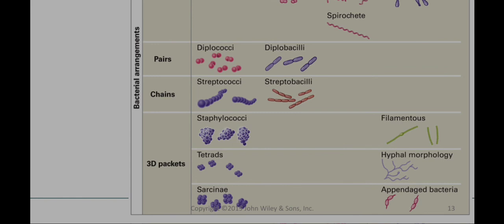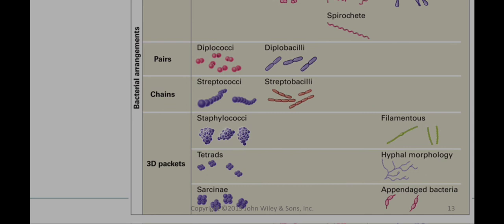Sarcinae and tetrads are quite similar, but the sarcinae is a three-dimensional one, a 2 by 2 by 2 arrangement of your coccus bacterium. Whereas the tetrad is just a two-dimensional arrangement of four, a 2 by 2 arrangement.